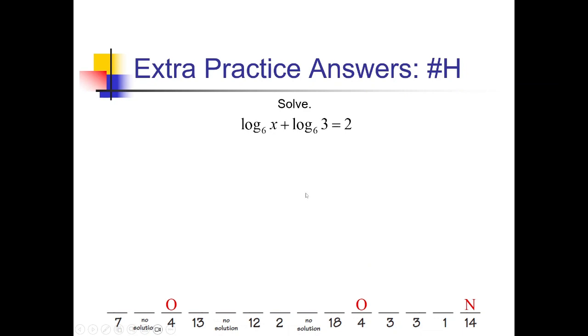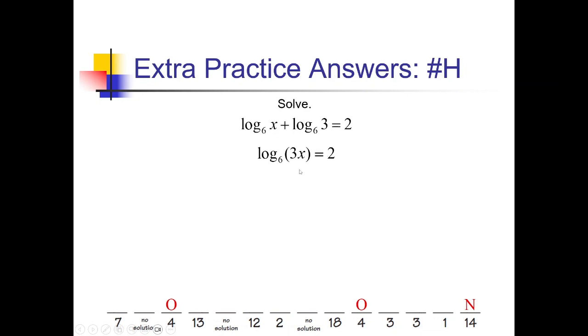For problem number H, or letter H, I notice now that I have 2 logarithms on the same side. So what I'm going to do to fix this situation, because I really only want one before I start raising bases to sides here, I want to combine this into one logarithm using my log rules. Since I'm adding these 2 logarithms, I can multiply the things inside. So I can call this all log base 6 of 3x equals 2.